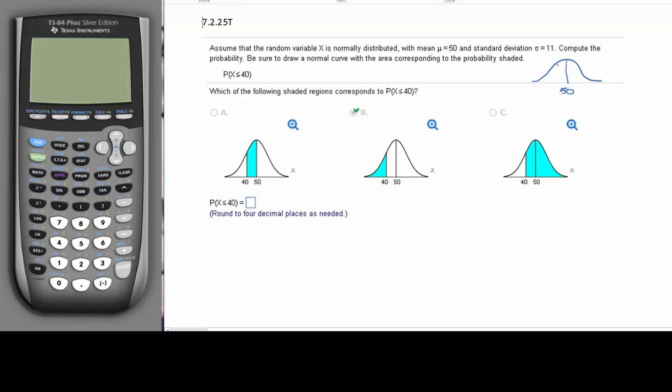So 40 is to the left of 50, so we'll come over there and label 40. And then if we want the area less than or equal to 40, then this is the area that gets shaded. And that is going to correspond to B.